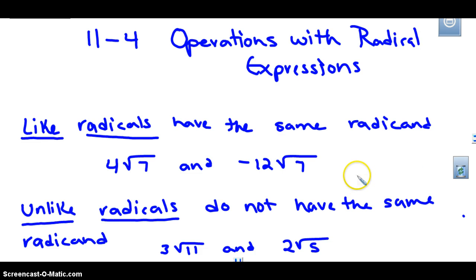Today we're talking about operations with radical expressions. Like radicals have the same radicand. For example, 4 square root of 7 and negative 12 square root of 7. They have the same radicand. That means they have the same number under the radical sign.